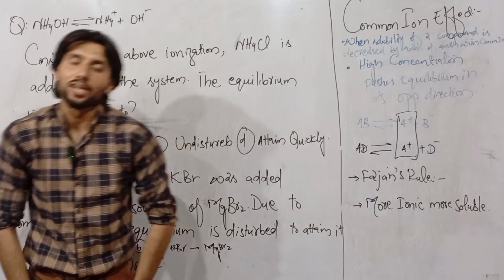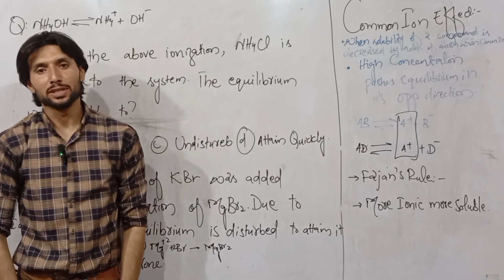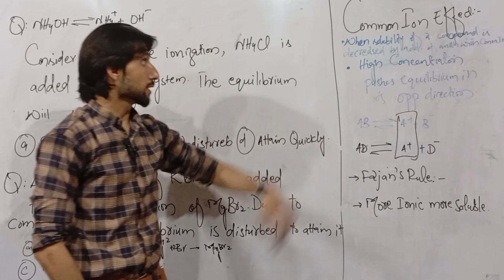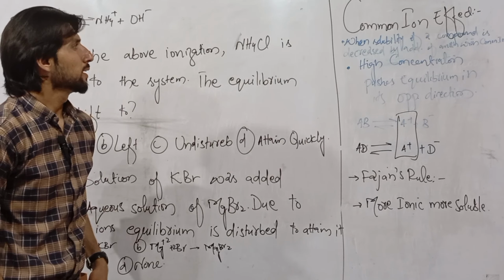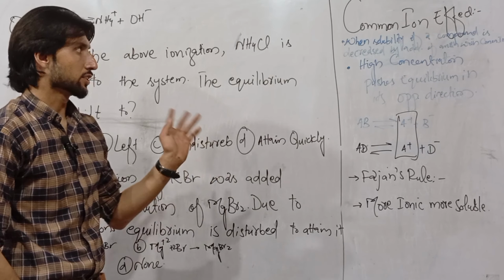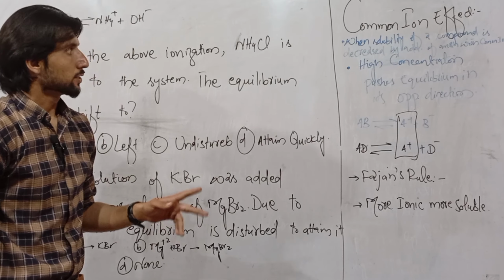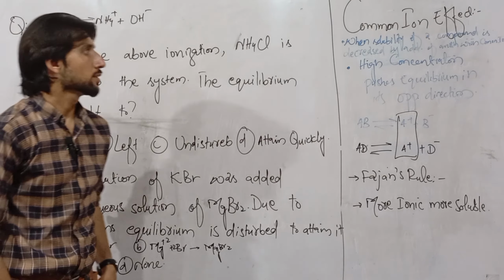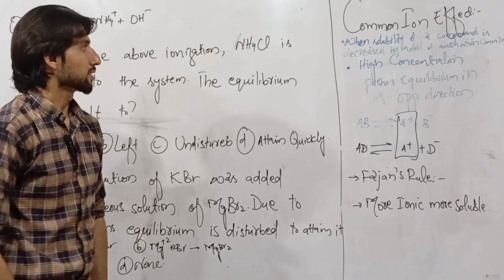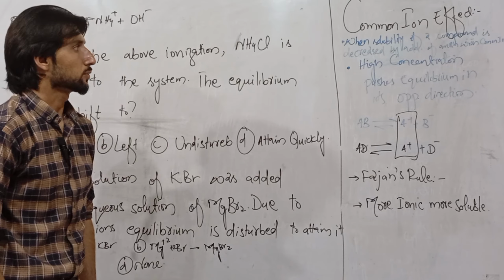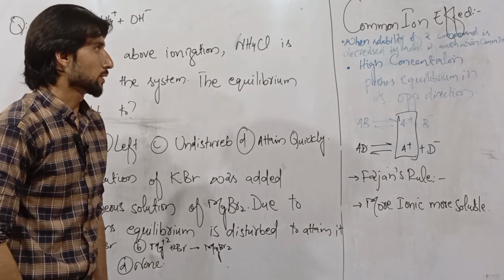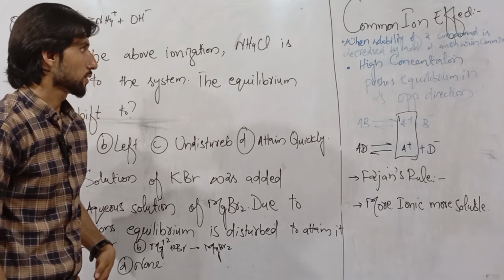So we have reached the last concept for today's discussion and today's questions. It is the common ion effect. What is the common ion effect? It is the effect of decreasing the solubility of a compound by the presence of another compound that has a common ion to the compound that was already present in the solution.